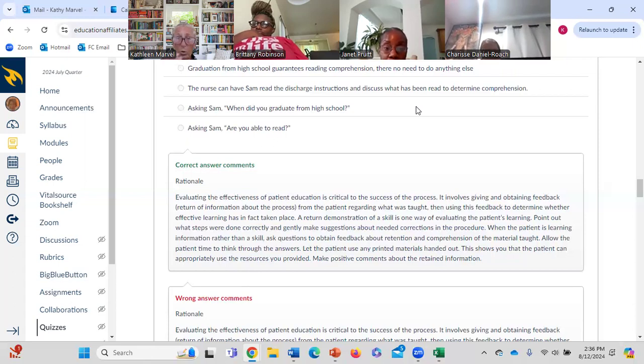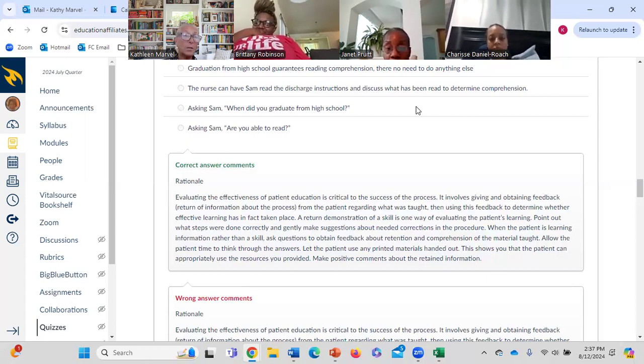When a patient is learning information rather than a skill, ask questions to obtain feedback about retention and comprehension of the material taught. Allow the patient to take time to think through the answers. Let the patient use any printed material or handouts. This will show you that the patient can appropriately use resources you provided. And obviously, the more positive feedback and encouragement we can give the patients. But you have to be able to assess comprehension. I mean, you could be going through a whole list of discharge instructions. If they're not comprehending anything, it's a moot point.